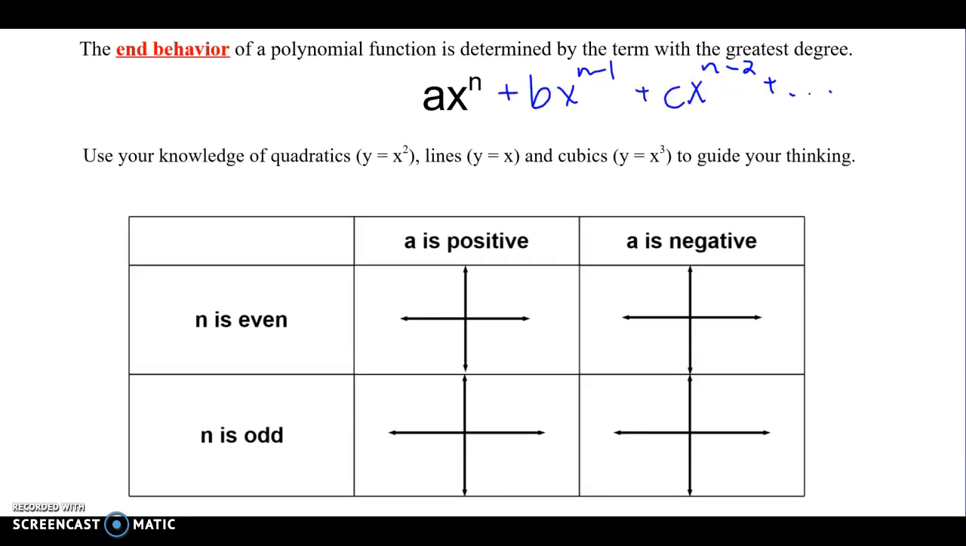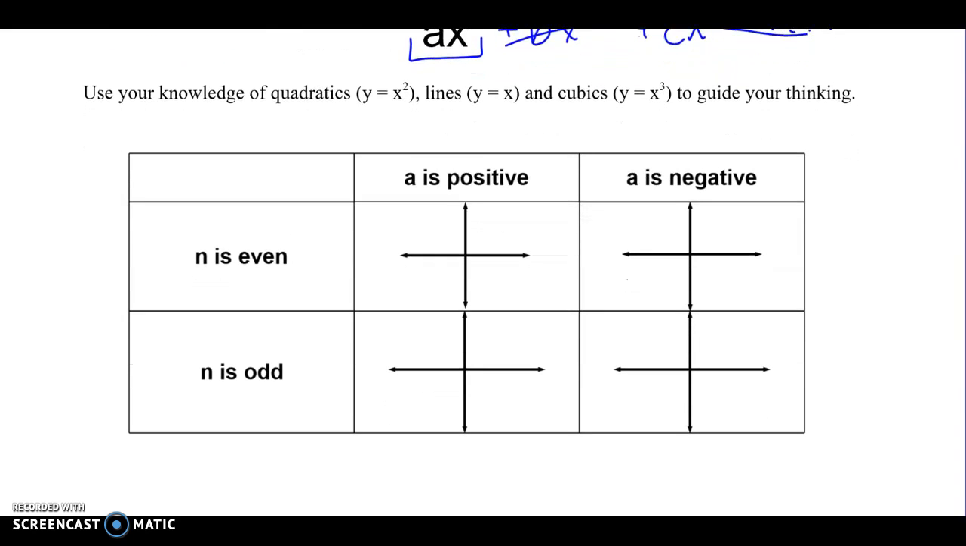So when we're looking for end behavior, we're only looking at the greatest degree. We're used to seeing them in the standard form where it's smaller and smaller, but we don't care about any of that part. We only care about the greatest degree. And it has to be in that order in order to make sure you get it right. So we have a little table to fill out.